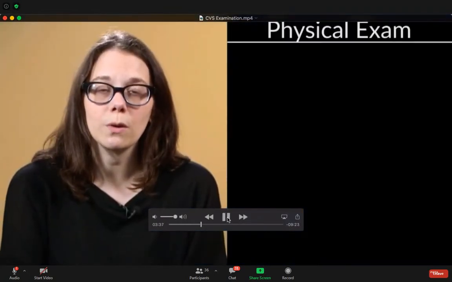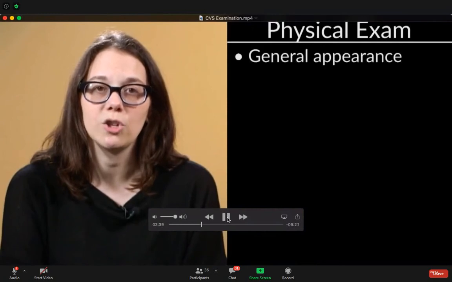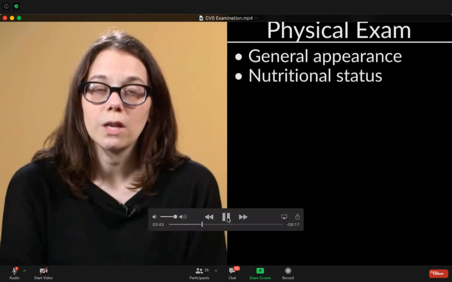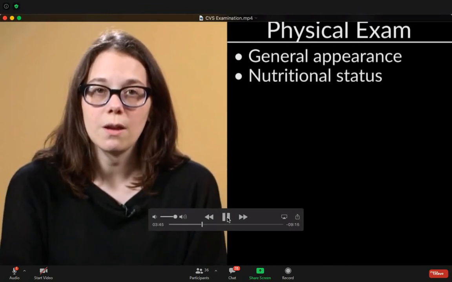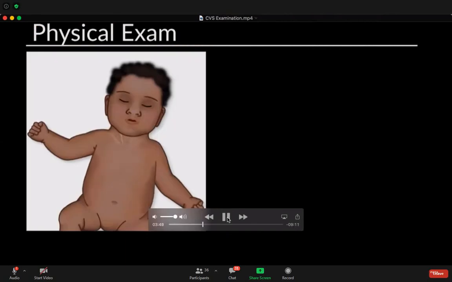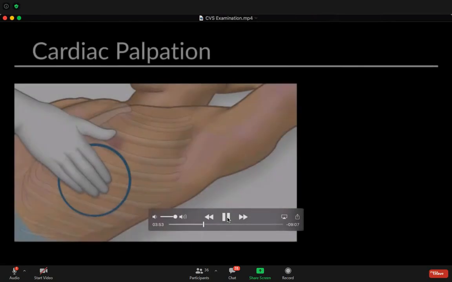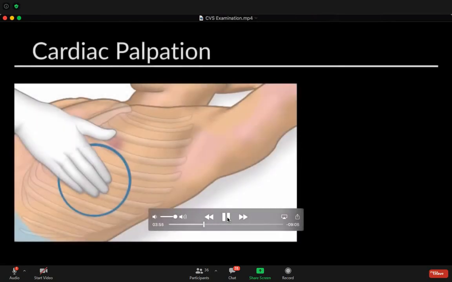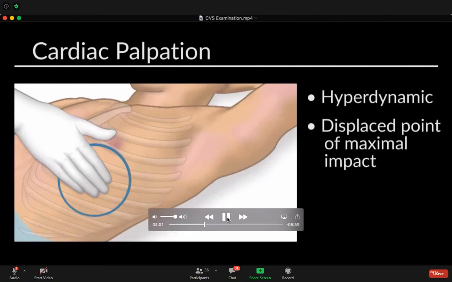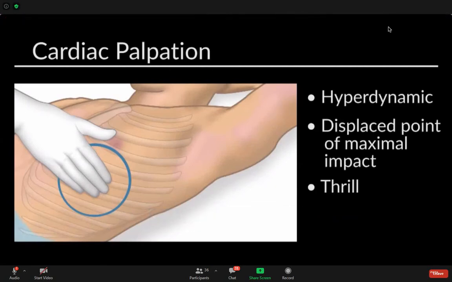The most important thing when you walk in the room is to take in the general appearance of the infant or child. From a nutritional standpoint, do they look well-nourished or are they malnourished? And in terms of their respiratory status, are they breathing easily or are they breathing quickly and with difficulty? Then you're going to turn to palpation from the cardiac perspective. You're going to put your hand on their chest and feel their precordium to see if they are hyperdynamic. Is the point of maximal impulse displaced? And do you feel a thrill?